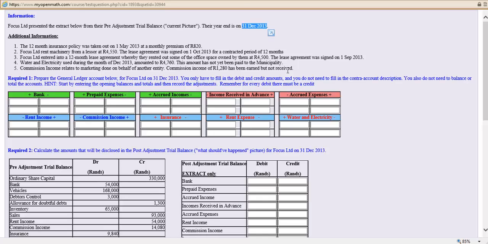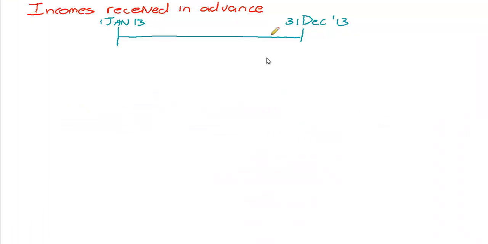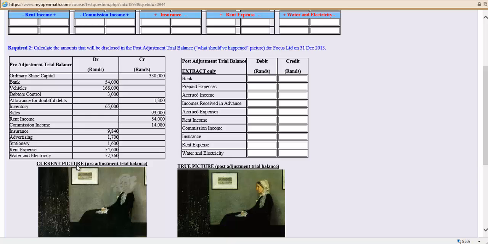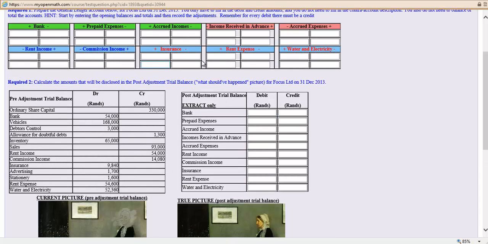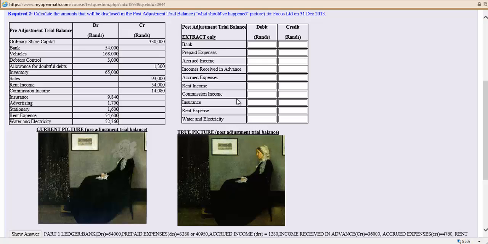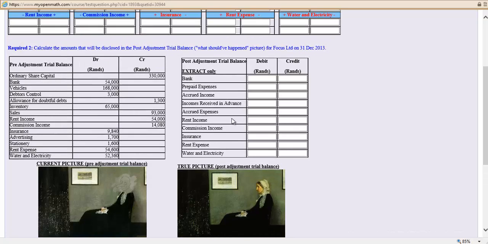Now the question is, how much rent income actually relates to this financial year? Let's have a look at the current picture, which we'll get from the pre-adjustment trial balance and the additional information. Then we're going to have to process the adjustment in the general ledger. And then we'll finally finish off with the actual true picture after we've done the adjustment.